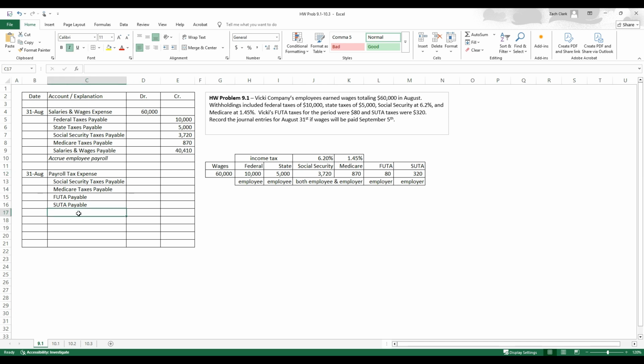And I'll just put our explanation in here now. So we're going to accrue employer payroll tax.